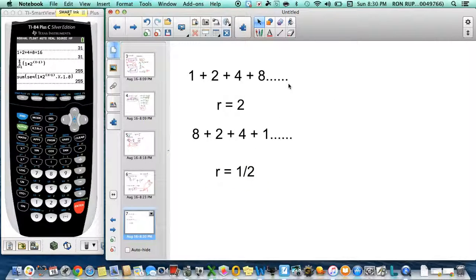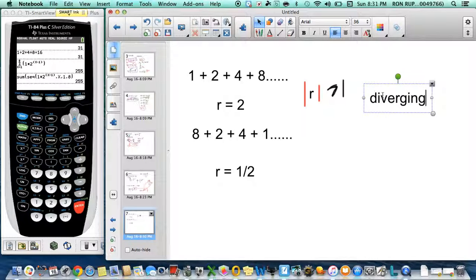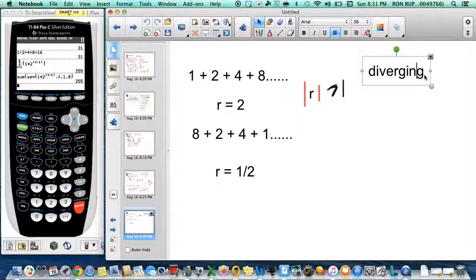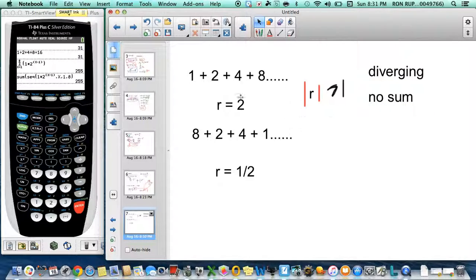This is important because of this rule I'm going to tell you. If the absolute value of r, so that means it doesn't really matter if it's negative or not, is less than, we'll do greater than first. If it's greater than 1, like in this case, then it is diverging. It is going to diverge from this number forever. And if it's diverging, that means there's no sum. It's impossible to add everything up together because you never know where it's going to end.